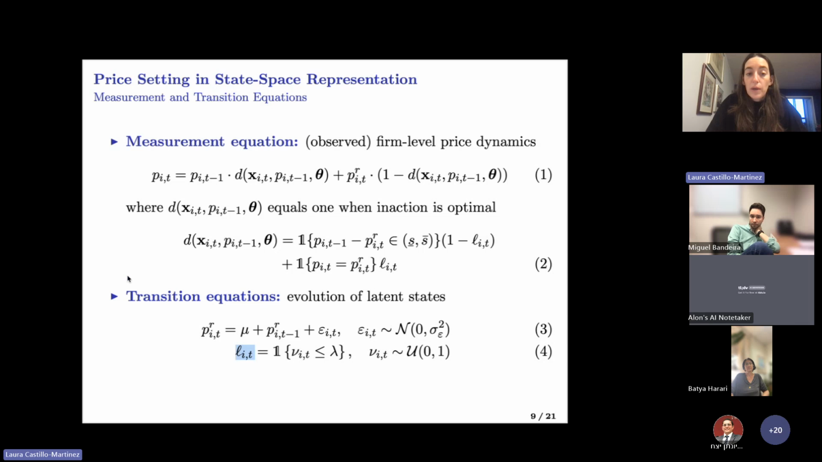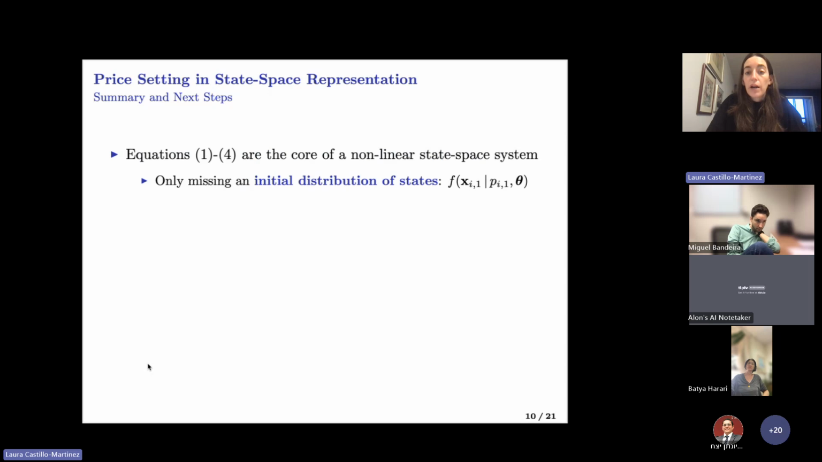So these two equations, together with the observables and the unobservables, are going to give us the core of a nonlinear state space system. The one thing that is missing is some assumption on the initial distribution of states. We need to impose where the initial gap is going to start. And this is something that we're just going to take as given. We're going to run it, and then eventually the initial conditions are not going to matter. So it doesn't really matter where we started.